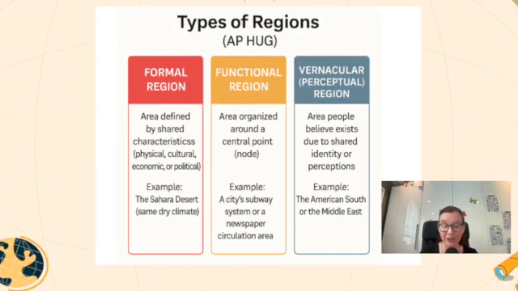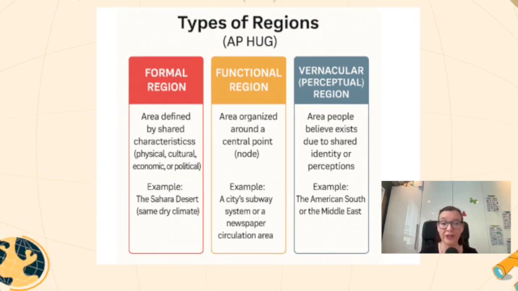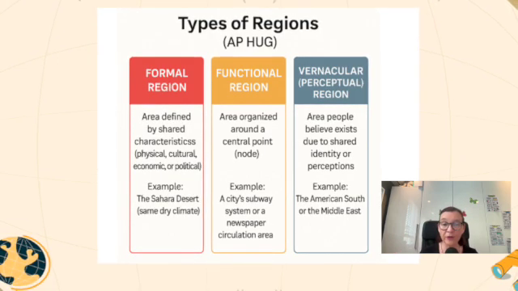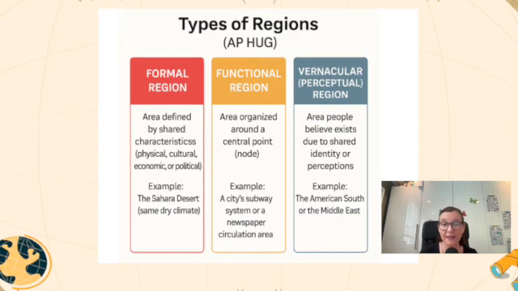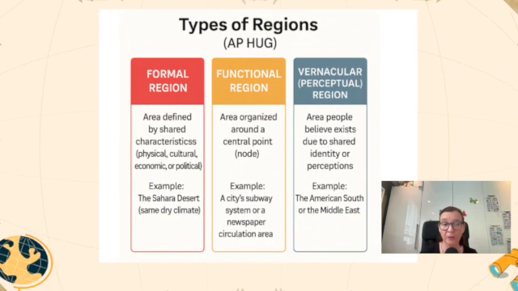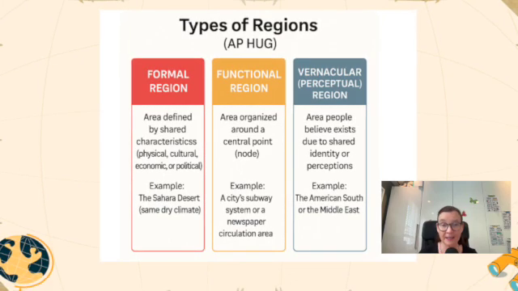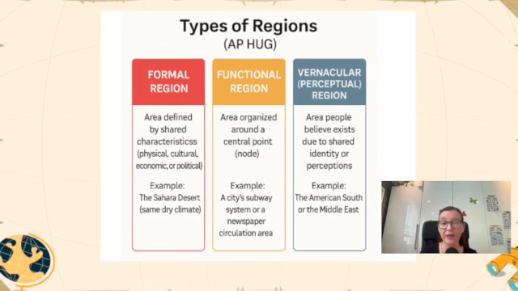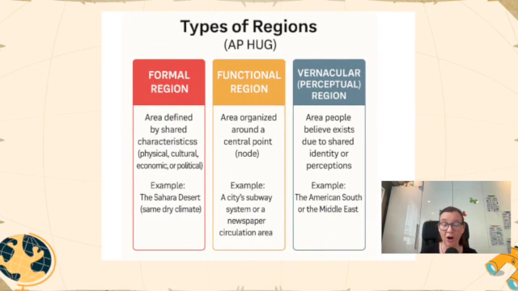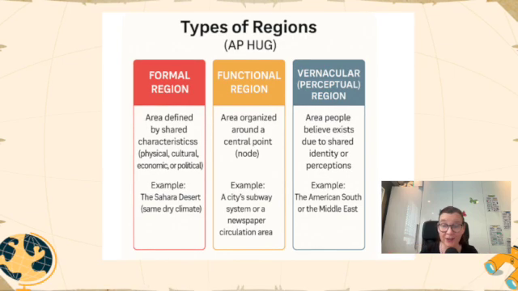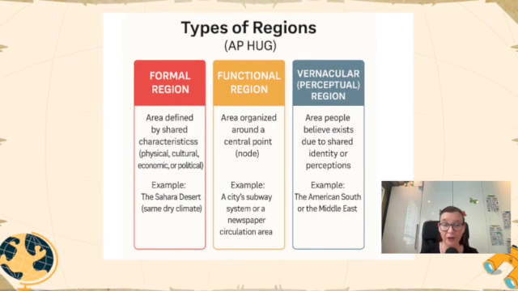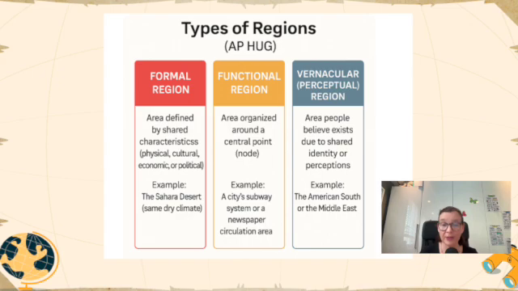Second, functional regions, also called nodal regions. They're organized around a central point or node. These regions are connected by systems of trade, transportation, and communication. For example, a city subway system or a newspaper delivery area are functional regions because they operate around a central hub. Finally, vernacular regions, also known as perceptual regions.